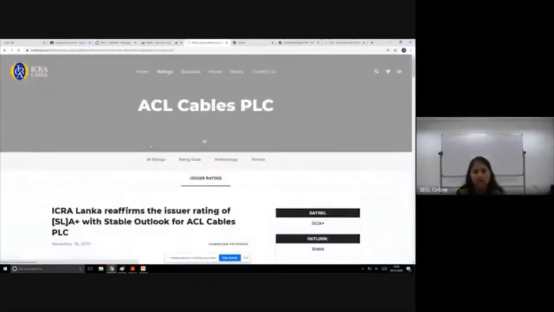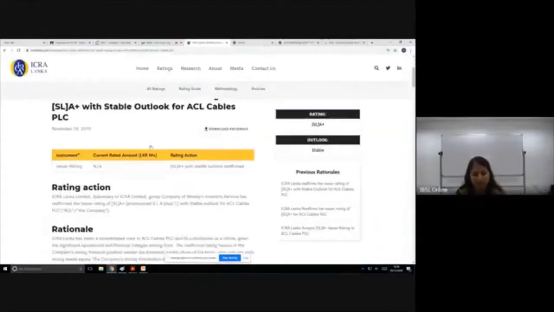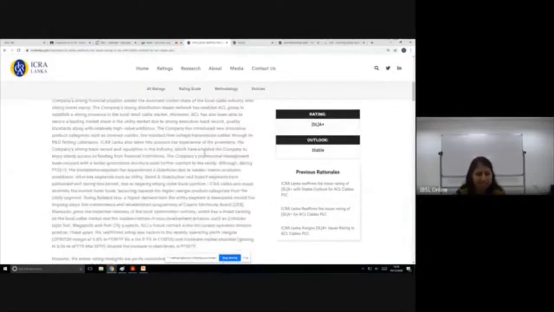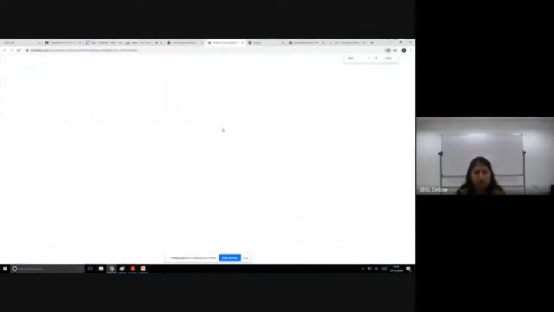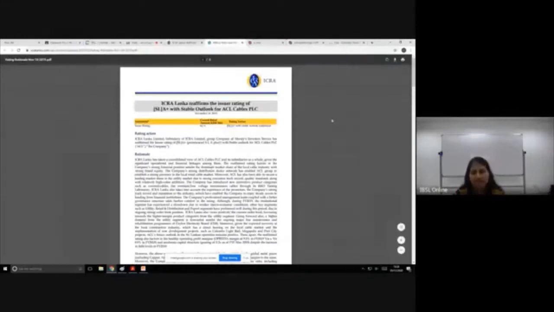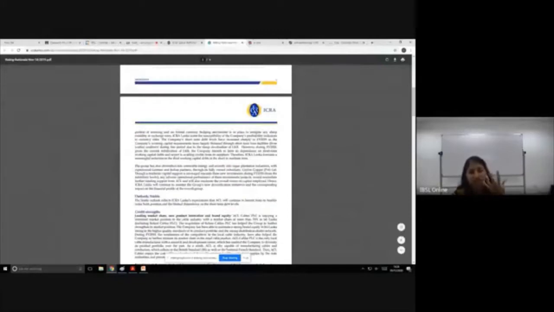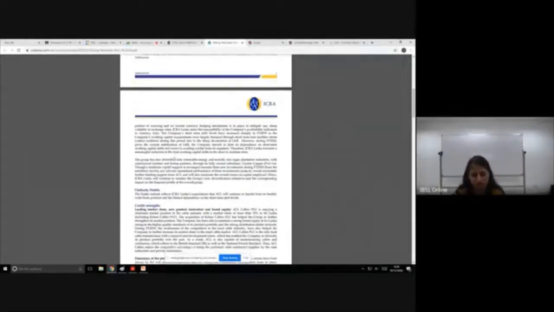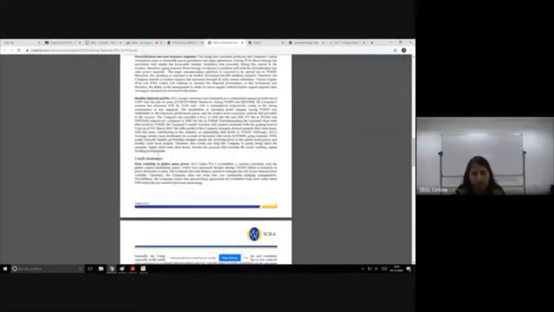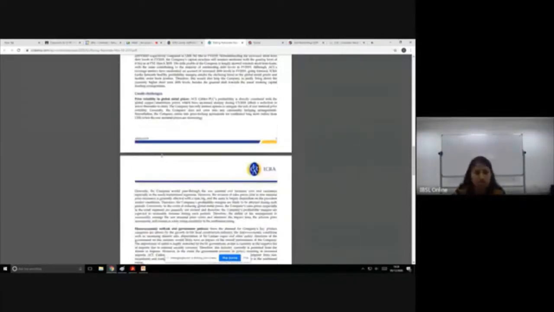If you click on a particular company there, you can see the detailed write-up for the company, and you can download easily the rating report. You can read the rating report. The rating agency justifies why they gave that rating, or why this rating can be sustainable, or why this rating can change in the future. So all these areas they can cover.